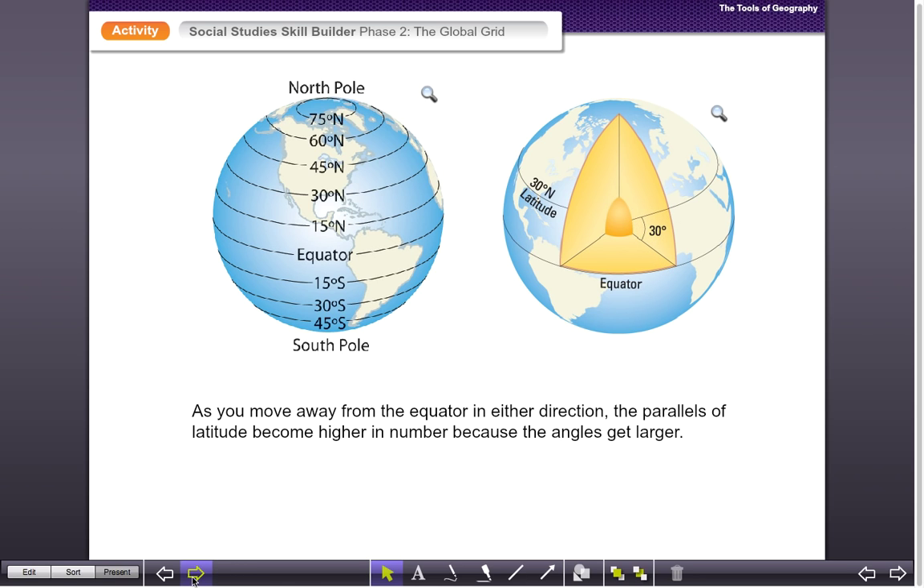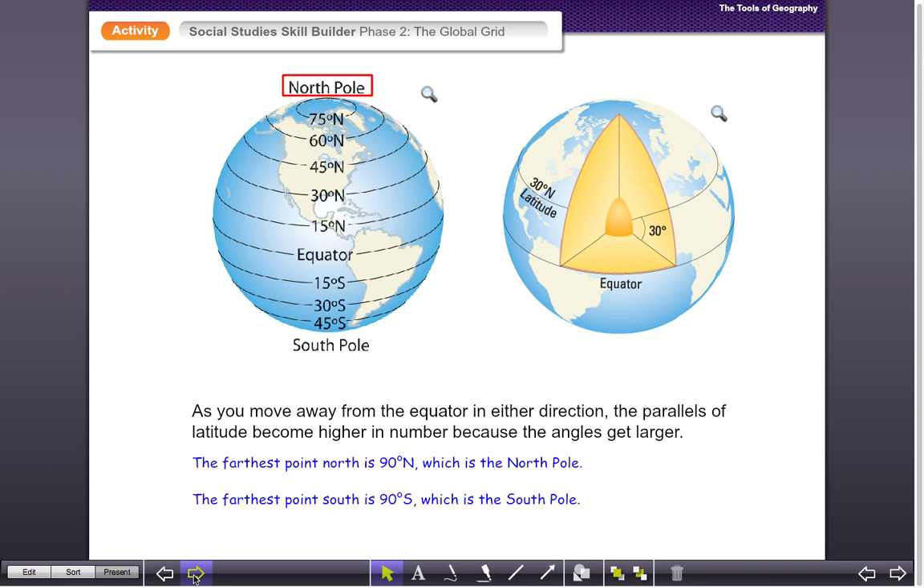The farthest point north is 90 degrees, which is the North Pole. So if you were to have a right angle going straight up, that would be 90 degrees. Okay, and that's what we call the North Pole. The farthest point south is 90 degrees south, which is the South Pole. So basically it's on the opposite end of the Earth. You see that the South Pole is at the very bottom, and that would be 90 degrees south. So we've got the equator at 0, the North Pole at 90 degrees north, and the South Pole at 90 degrees south.